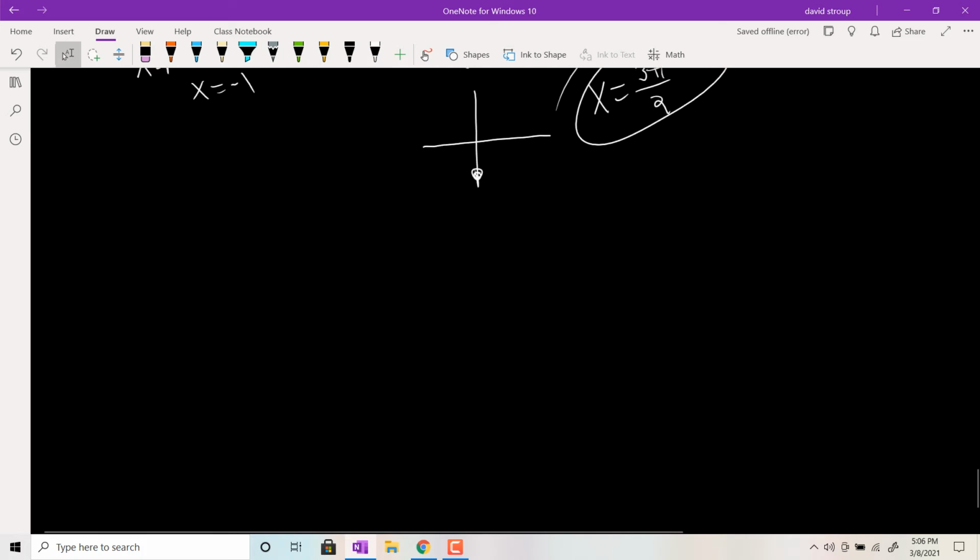Okay, so let's look at some of the ones from the book. And again, we're just restricting our solutions to the interval from 0 to 2 pi. Okie dokie. So number 43.